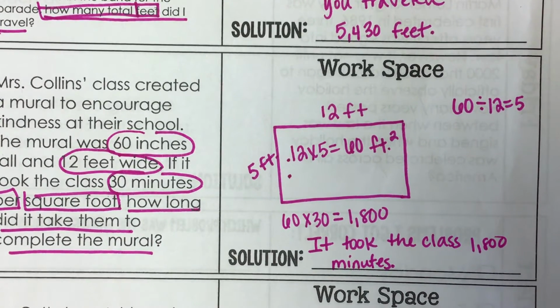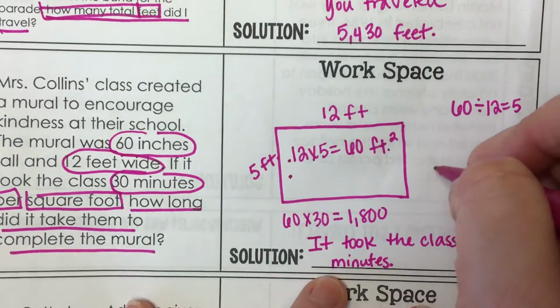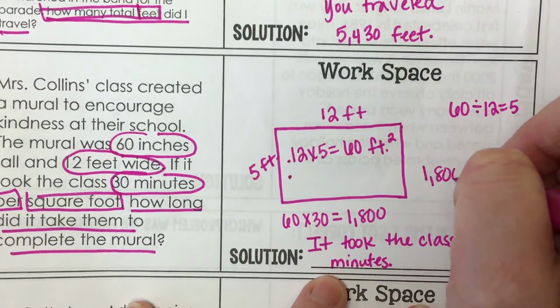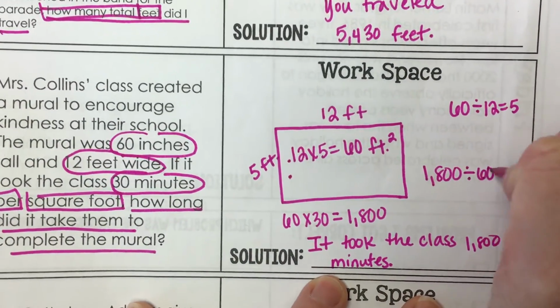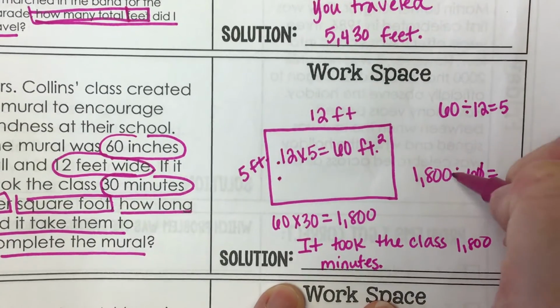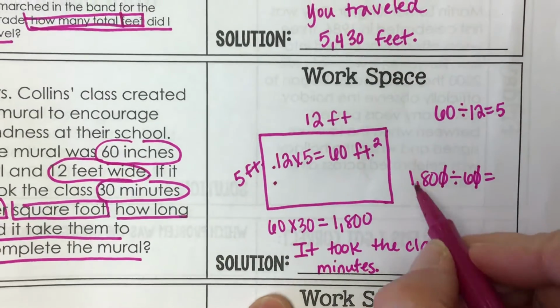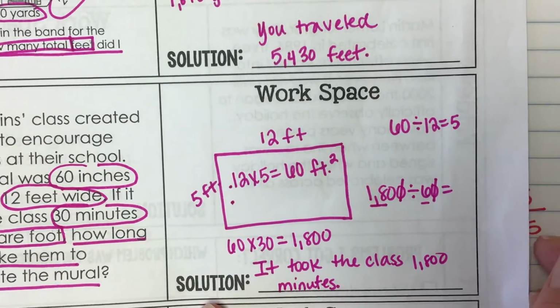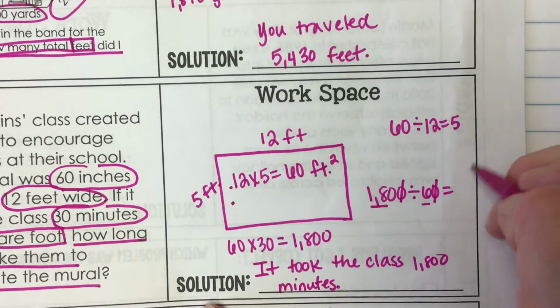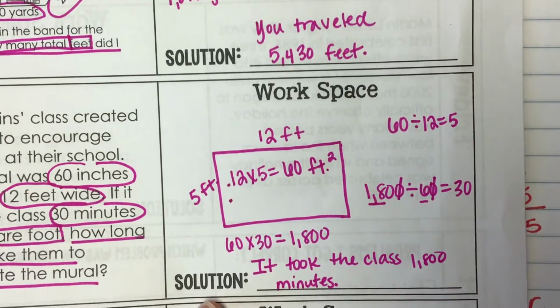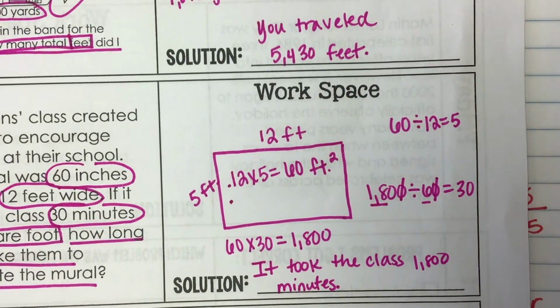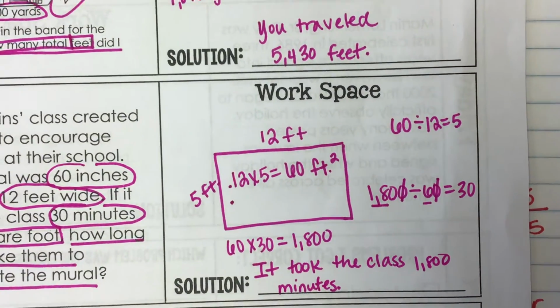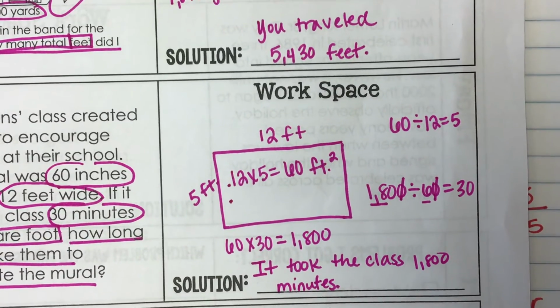Mia? Divided by 60. So 1,800 divided by 60. I can take this 0 away and this 0 away. What is 18 divided by 6? Claire? 3, and I add a 0. So it's 30. It's 30 hours. So it's either 1,800 minutes or 30 hours.